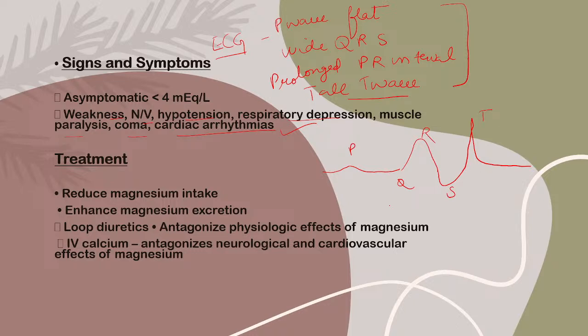All right. So the treatment includes reducing magnesium intake and enhancing magnesium excretion. So either we reduce the intake or enhance excretion. Then drugs include loop diuretics to enhance excretion, and IV calcium to antagonize the neurological and cardiovascular effects of magnesium. A patient with hypermagnesemia is usually at risk of developing cardiac arrhythmia. So to antagonize that effect, calcium gluconate is usually given intravenously to the patient.